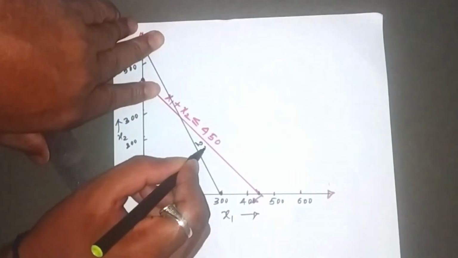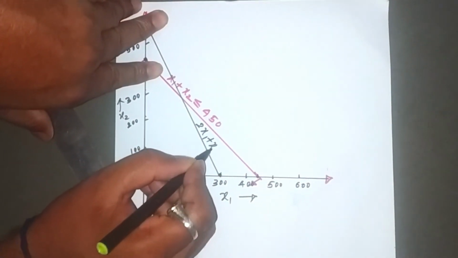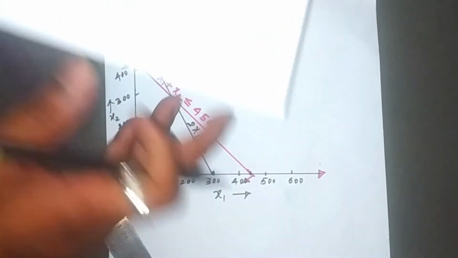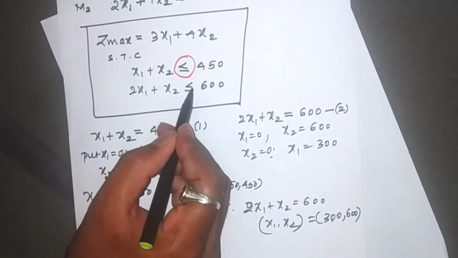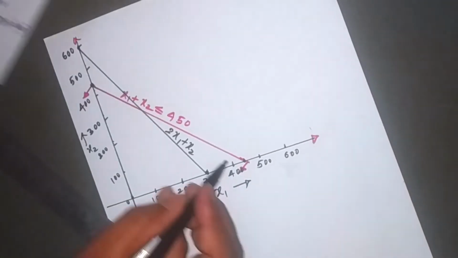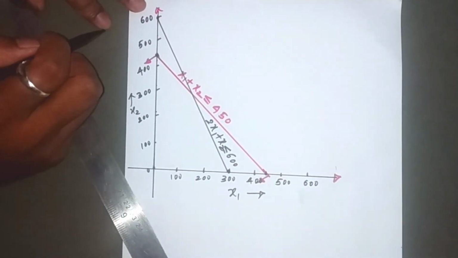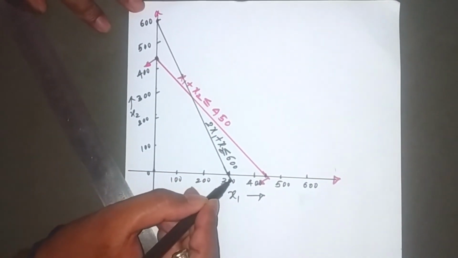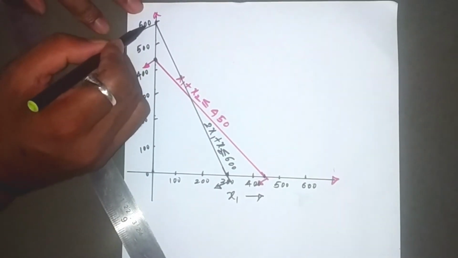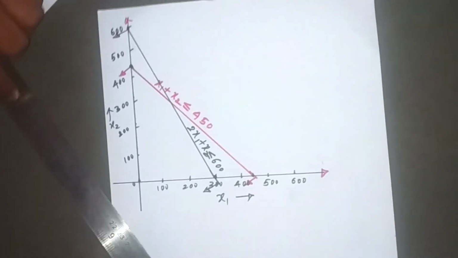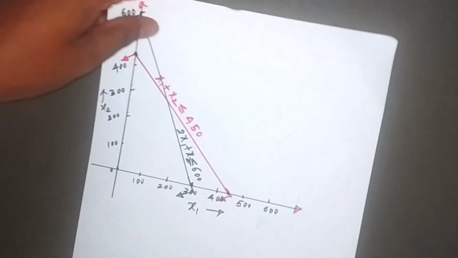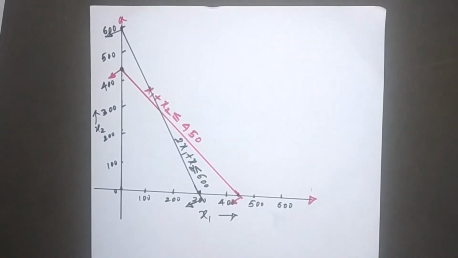This is 2x1 plus x2. Again I'll look at which condition we have been given here. We have less than or equal to 600, so I'll write it as less than or equal to 600. Whenever the less than or equal to sign comes, the solution will lie below this. After drawing these 2 conditions, now we have to find the feasible region.